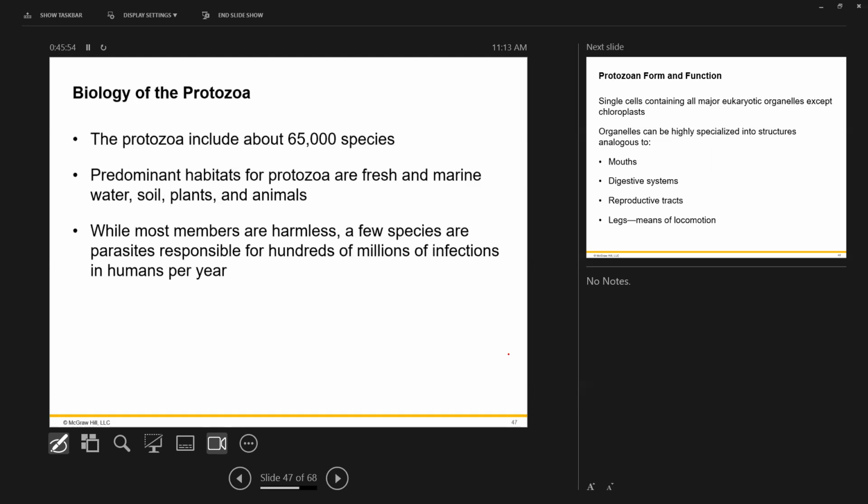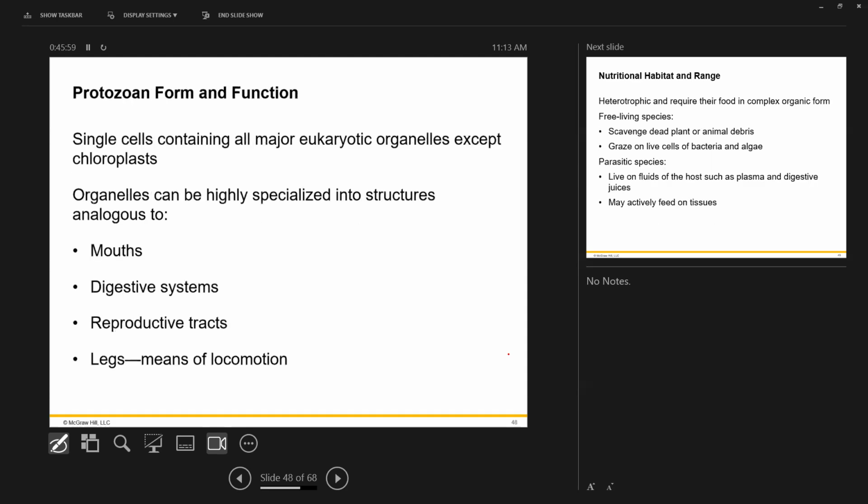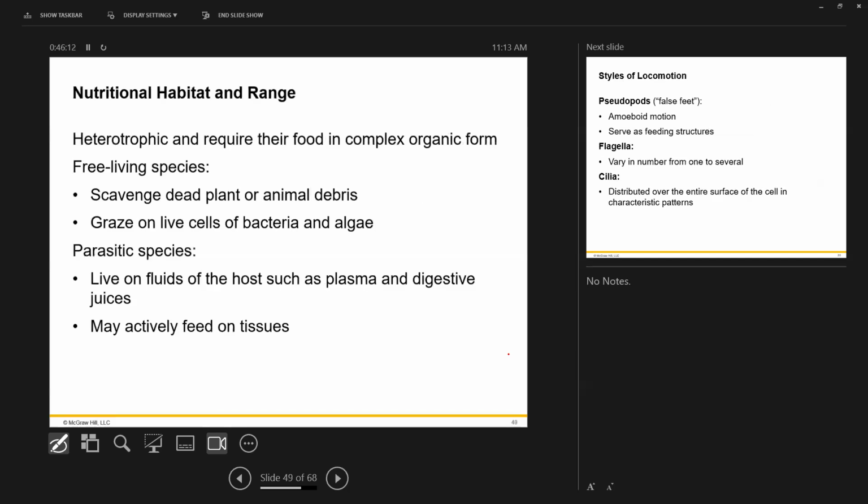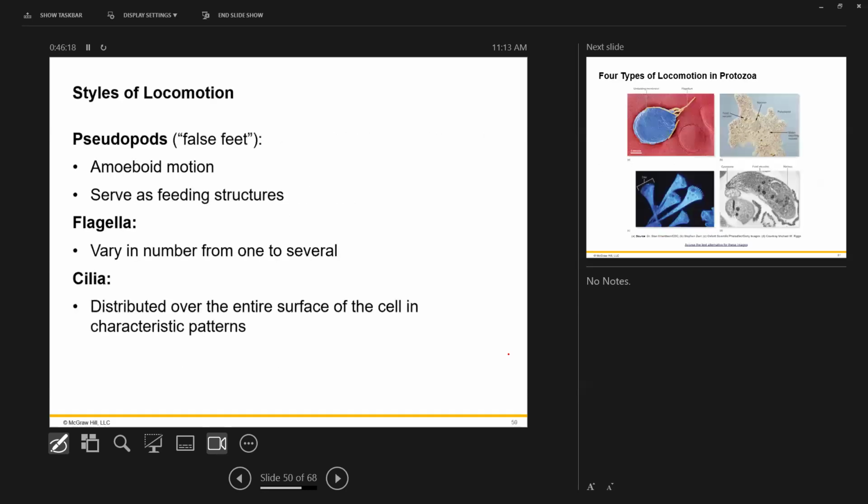These guys can be all over and be perfectly harmless, but they also can be parasitic. They also are single cellular organisms, but they have developed in a way that they can have structures that are quite similar to mouths in that single cell organism. They can also have something that looks like legs to help them get around, which is kind of crazy to think about. They can be free living or they can be parasitic, and they can get around by these three mechanisms, or they can be non-motile.